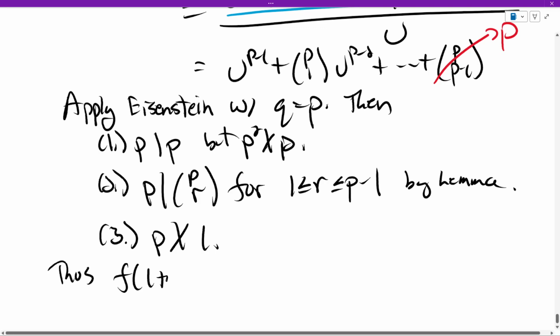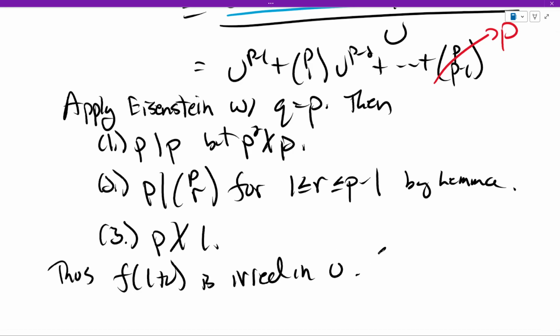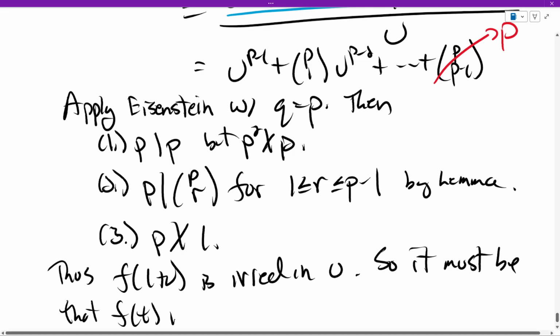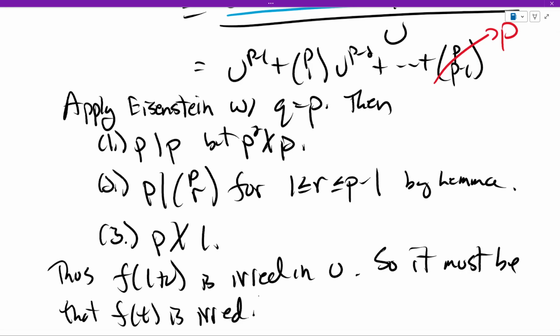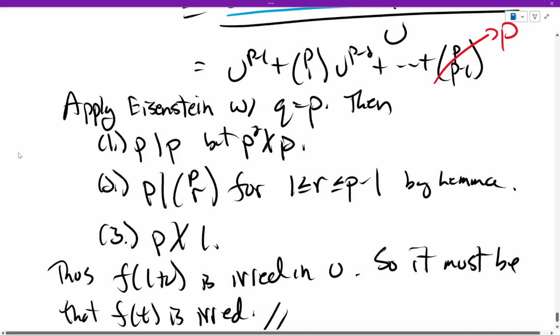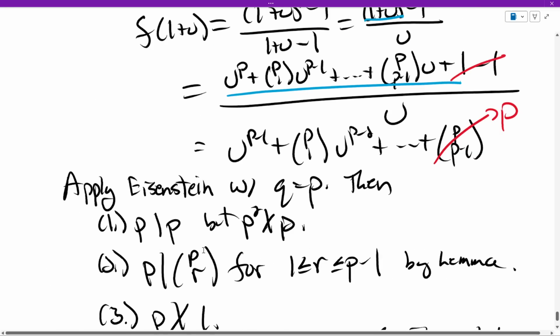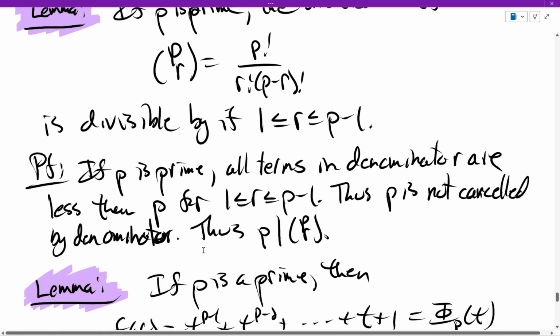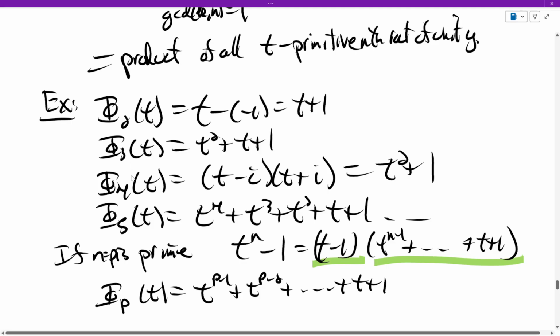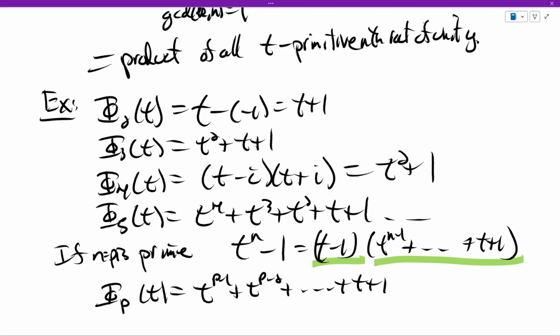Thus, f of 1 plus u is irreducible in u, so it must be irreducible in t as well. And this is true because we're doing a linear change of coordinates. We're not doing a quadratic change. Quadratic changes would mess up irreducibility. All right, and so the pth cyclotomic polynomial is irreducible, and it's a fact that we're not going to prove, but I encourage you to maybe look up a proof of, that all of the cyclotomic polynomials are irreducible.